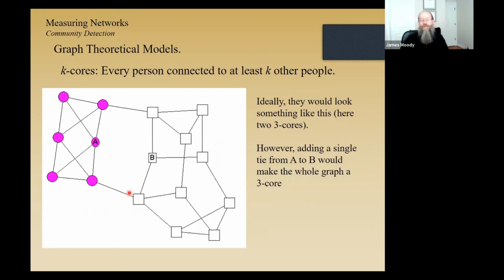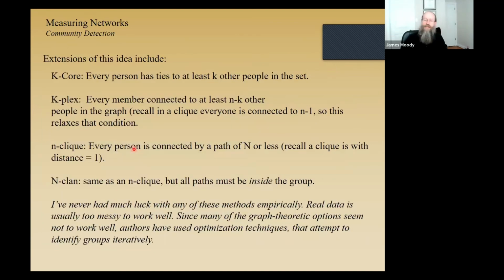K-cores are defined as nodes that share at least K ties with every other node in a group, right? In this case, A is a pink node. All these nodes have at least 3 ties to every other node in the network. If you were to just add a single line between A and B, the entire thing would become a K-core of the same size. So they're very fragile, and it's true for lots and lots of these. We could go through a whole bunch of them.